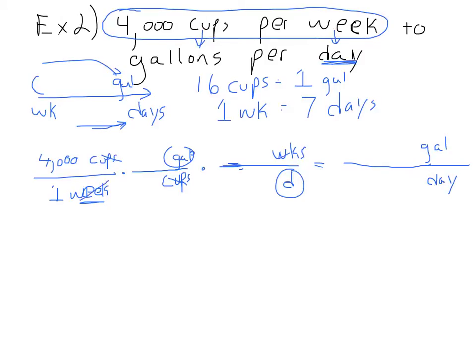Let's cancel our weeks here. There were 16 cups in 1 gallon, and there are 7 days in 1 week. Now you can multiply across, and you end up with 4,000 over 16 times 7, that's 112. Do you leave that answer? No, you need to divide it, right? When you divide it, you end up with 35.714. And that decimal does keep going, but I already know that I'm going to round.